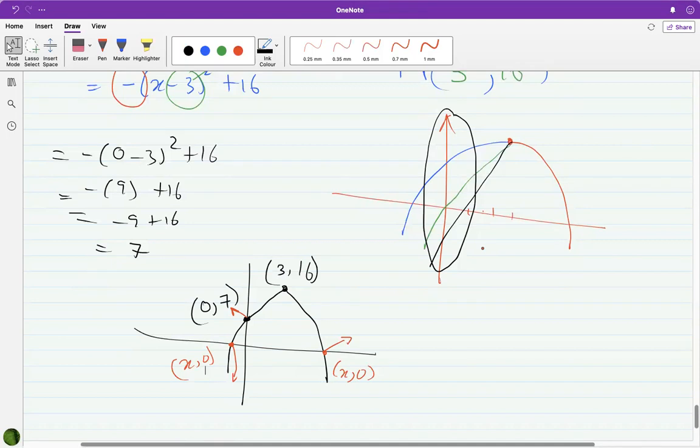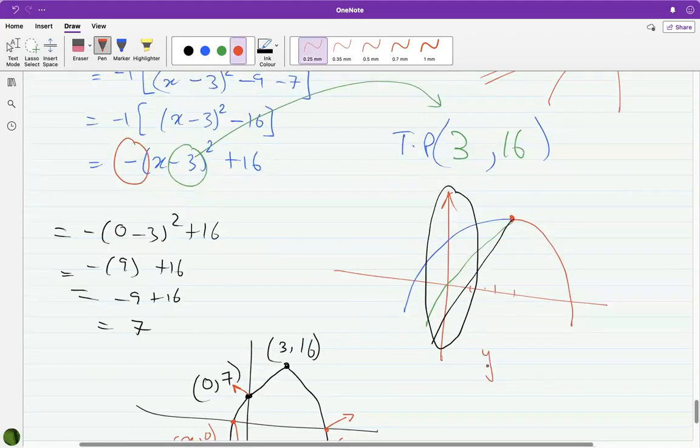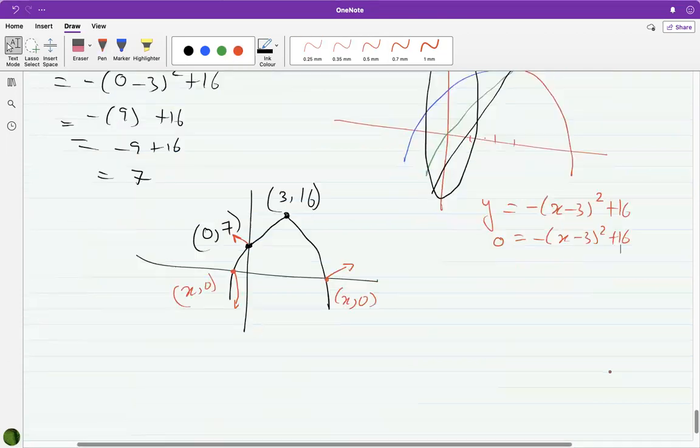Any guesses? How can we find the value of x? Do you find the roots? That's right. We have y = 0. So we have our equation already simplified, which is y equals negative (x minus 3) whole squared plus 16. So when y is 0, we have to solve this for the roots.